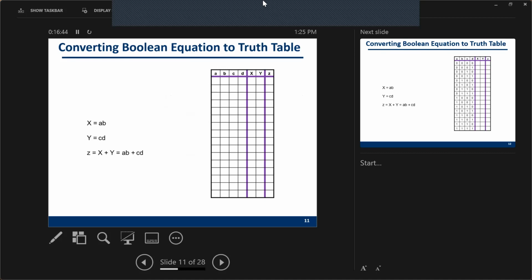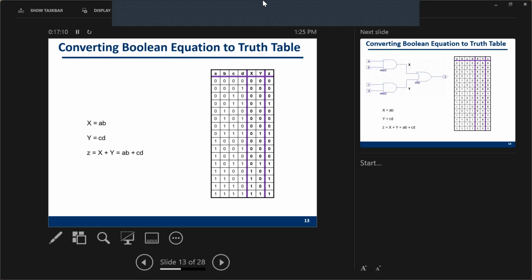So when you have this Boolean function, you can easily get the truth table here. Because we have 4 inputs, totally we have 2 to the 4, which is 16 rows. And then we can write the intermediate variable values here, and then eventually the final output, which is z. So in this way, we can convert the Boolean function back to the truth table.